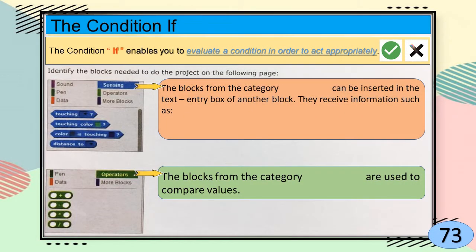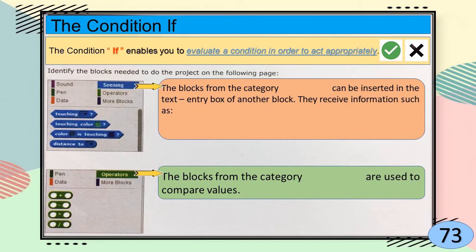Now, I want you to get your textbook and turn to page 73. Here we have the condition if. The condition if enables you to evaluate a condition in order to act appropriately. Now let's try to identify the blocks needed to make a project.